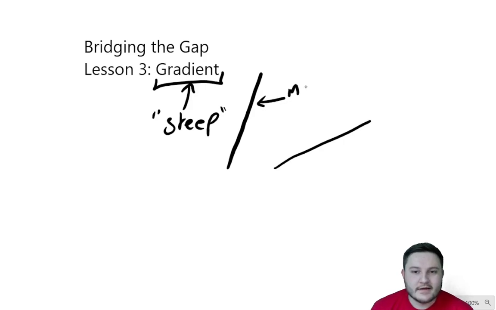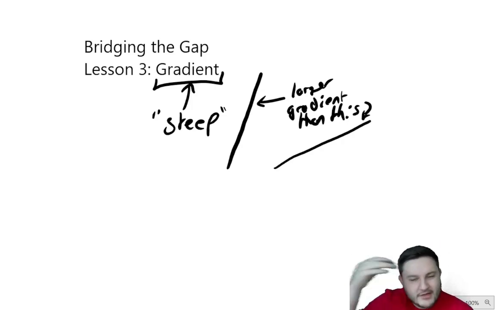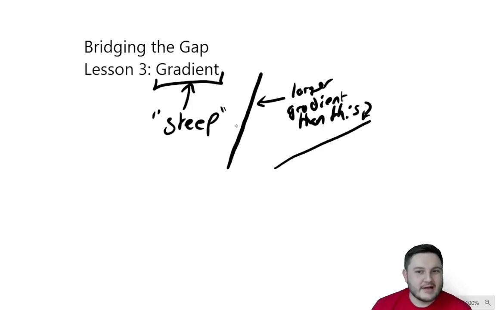This one has a larger gradient than this one, because this one is more shallow. You imagine walking up this hill. I would much rather walk up this hill than this one. This is way more steep, so it has a larger gradient. So that's the very fundamental idea of gradient.